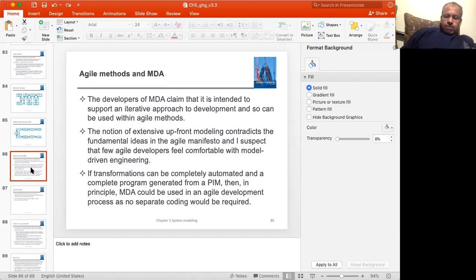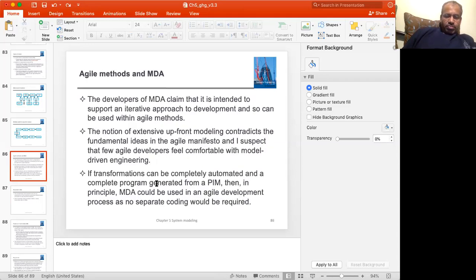Okay, agile methods and model-driven architectures. Now, the developers of model-driven architectures claim that it's intended to support an iterative approach to development, and so can be used within agile methods. But the notion of doing extensive upfront modeling is against the spirit of agile development and the fundamental ideas in the Agile Manifesto, with its various principles that we discussed before.